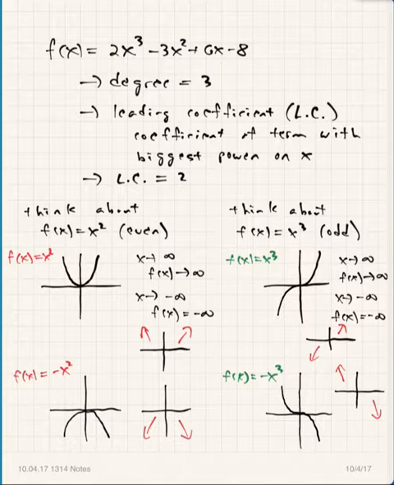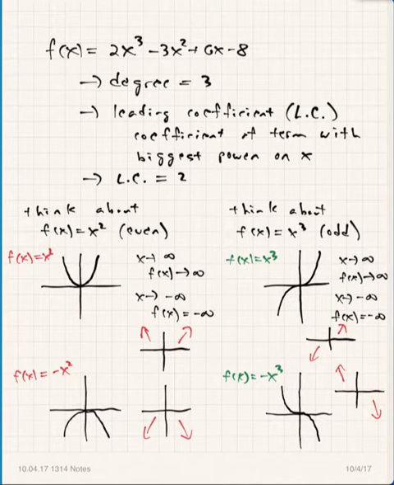Well, basically all polynomial functions have one of those four end behaviors. And how do you distinguish? You look at whether the degree of the polynomial is even or odd, and you look at the leading coefficient. If the leading coefficient is positive, it's the first one in each of those groups. And if the leading coefficient is negative, it's the second one in each of those groups down there.